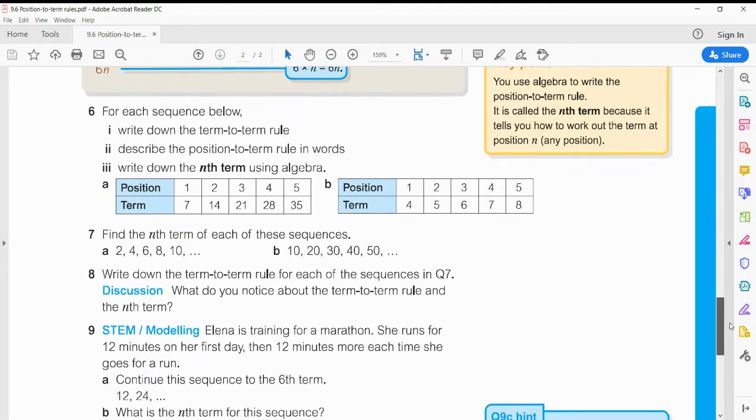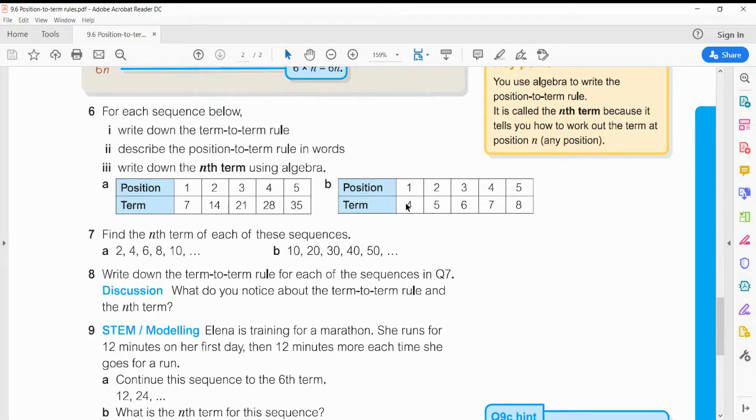Right, so question 6. This is where stuff's getting a bit more tricky. For each sequence below, write down the term-to-term rule, position term rule in words, and the nth term formula. This is the hard bit, the nth term formula. So for the first one, we've got 7, 14, 21, 28, 35. Term to term, going this way, it's going to be add 7, add 7, add 7, add 7. The position to term rule in words, getting from here to here, it's going to be multiplied by 7. And the nth term, 7n, because multiplied by 7 just means 7n if we write it in algebra.